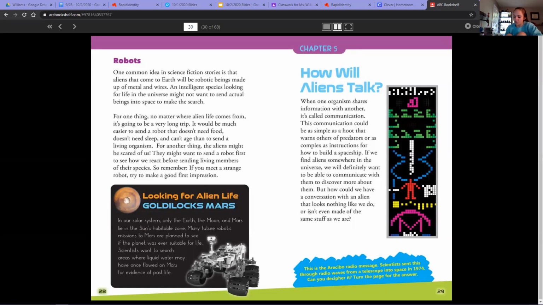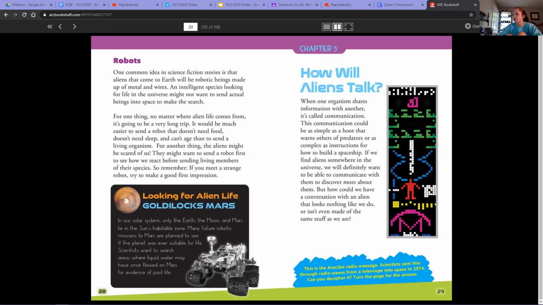When one organism shares information with another, it is called communication. This communication could be as simple as a hoot to warn other predators or as complex as instructions for how to build a spaceship. If we find aliens somewhere in the universe, we will definitely want to be able to communicate with them to discover more about them. But how can we even have a conversation with an alien that looks nothing like we do, or isn't even made up of the same stuff as we are?